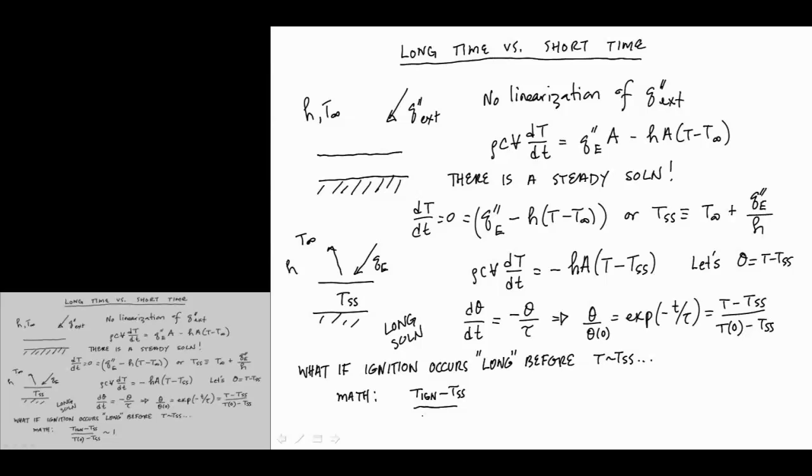What I'm saying there is, what if the difference between T steady state and the ignition temperature is almost as big as the difference between T steady state and the initial temperature? That is, that the ignition temperature is closer in value to T0 than to T steady state. That's what that means.